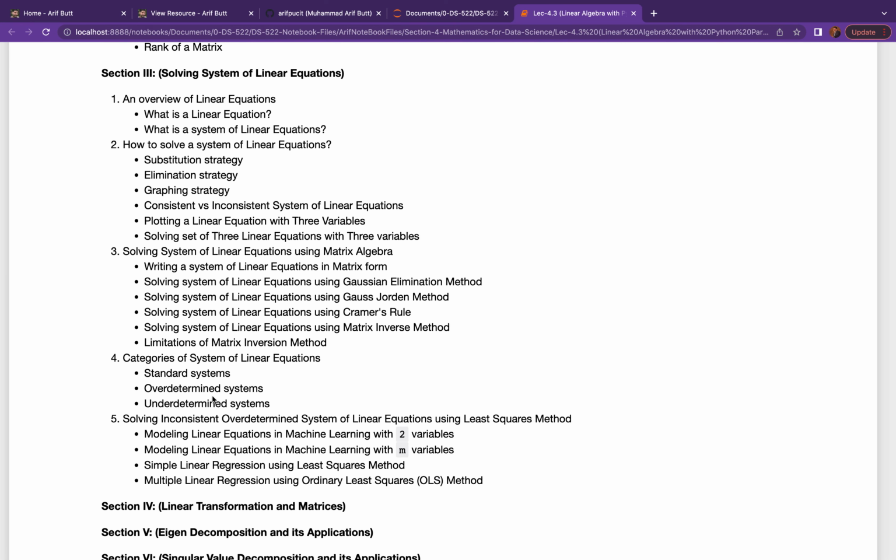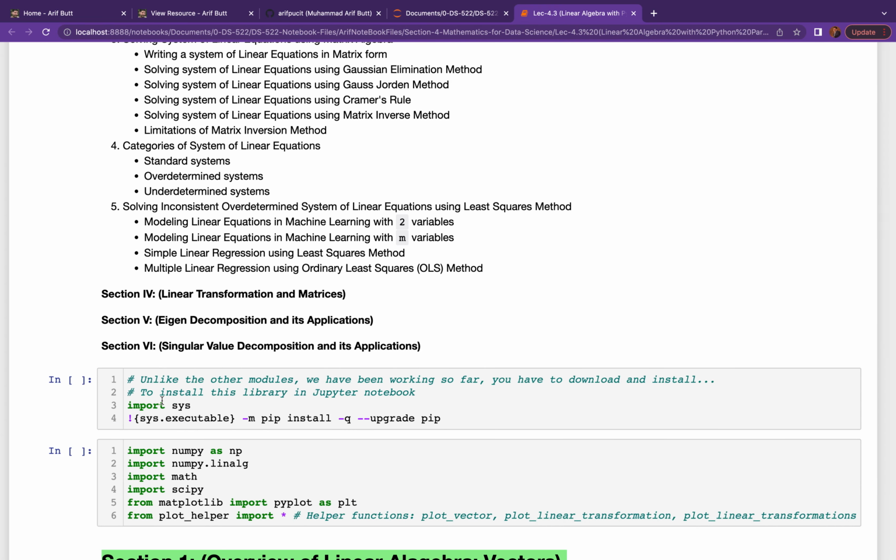And section 3 is a very comprehensive section on solving overdetermined and underdetermined systems of linear equations, which can be consistent or inconsistent. And I will close this lecture by practically understanding the math involved behind simple least squares and multiple least squares methods to solve inconsistent overdetermined systems of linear equations. And sections 4, 5 and 6 will be covered in the next lecture, that is 4.4, inshallah.